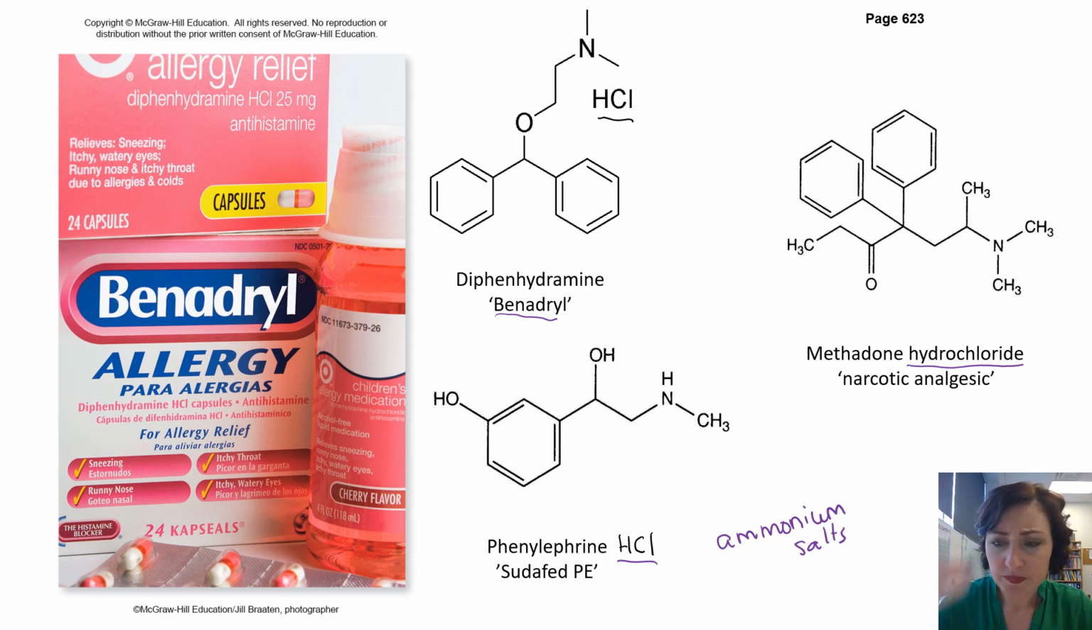receptors in your body. Methadone is our next one. Methadone hydrochloride is a narcotic analgesic. This is given as a substitute for heroin addicts. It's also used for long-acting chronic pain as well. It's prescribed for both of those, but it is prescription only.